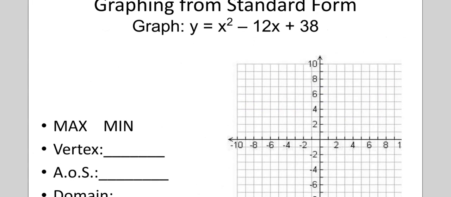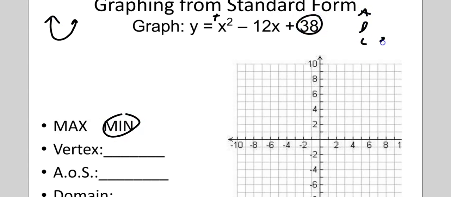All right, same thing here. This time we have a positive. Okay, that means it's going to look like this, having a minimum. Identify A, B, and C. Again, you notice our C is 38. That's going to be our y-intercept way off the top of the chart, which we won't be able to graph. Negative 12, very important here, and 1.